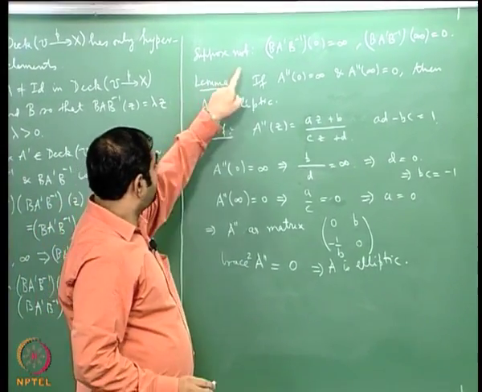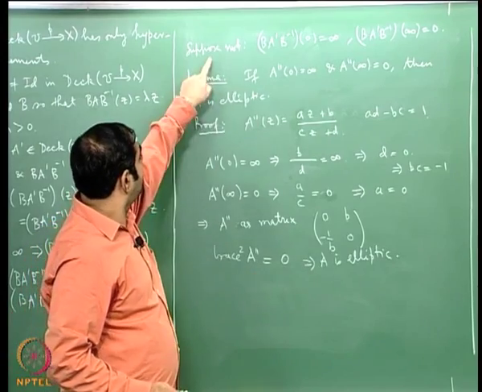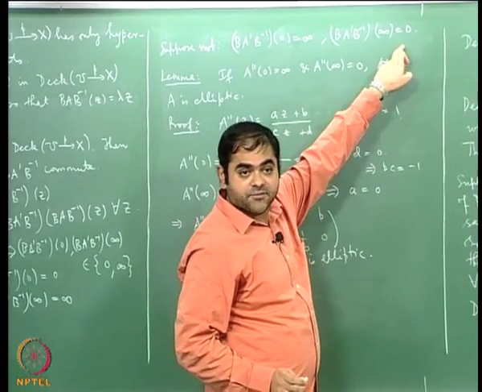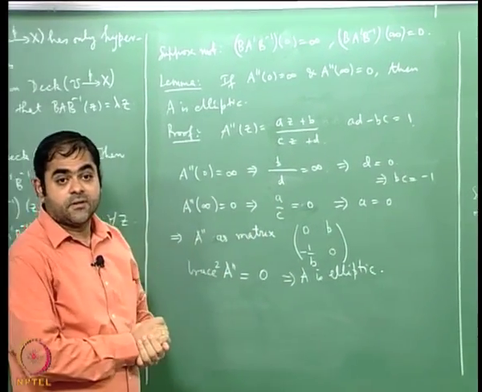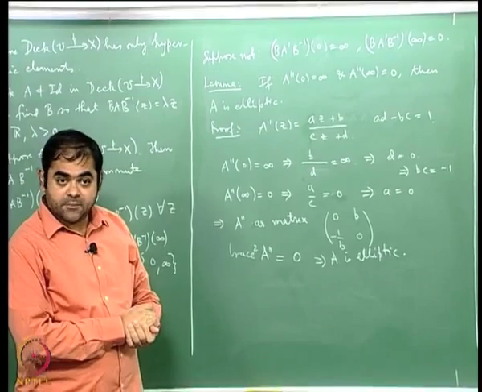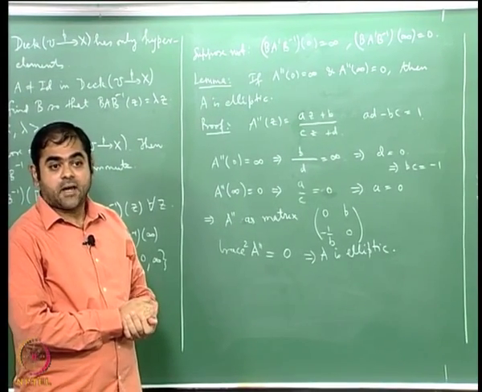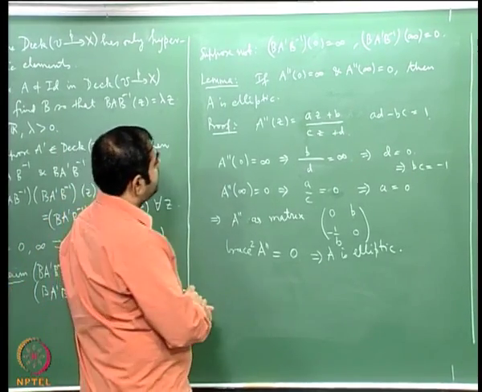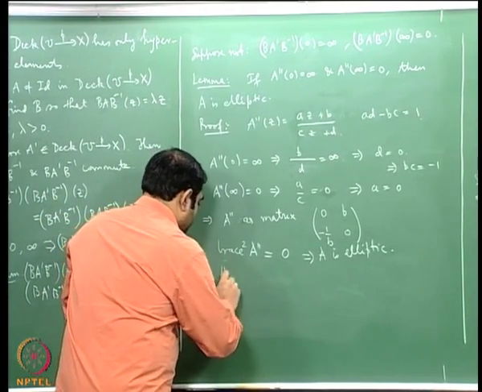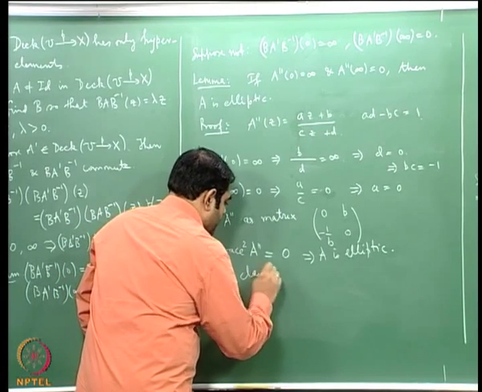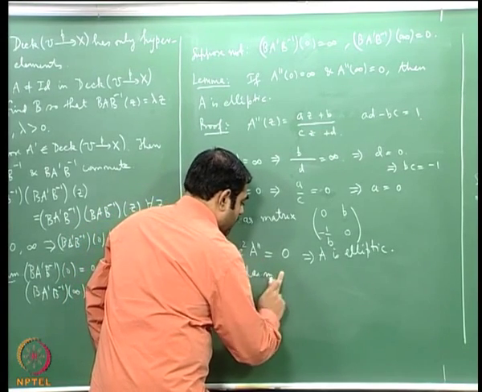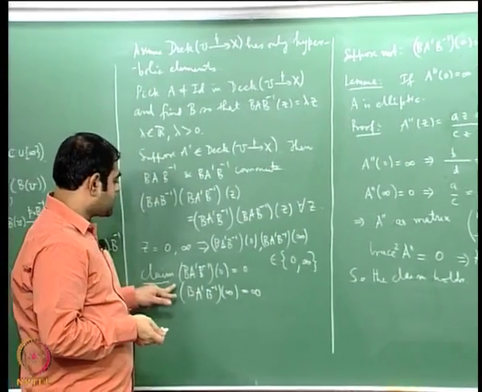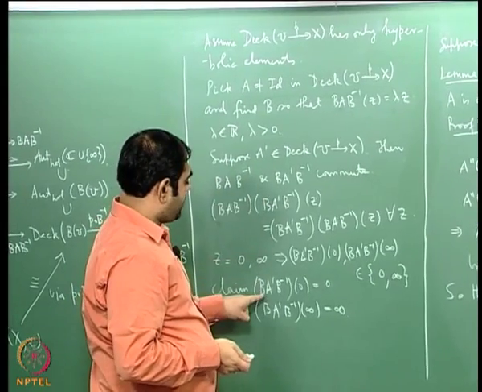So now if you look at this lemma, then B A prime B inverse of 0 is infinity and B A prime B inverse of infinity is 0. If that happens, then B A prime B inverse will become elliptic, that means A prime is elliptic, but we have assumed A prime to be hyperbolic after all, so it is not possible, okay. So the claim holds, okay.